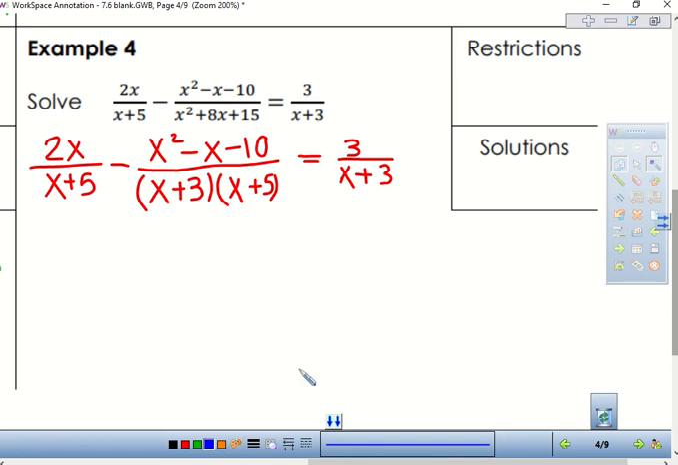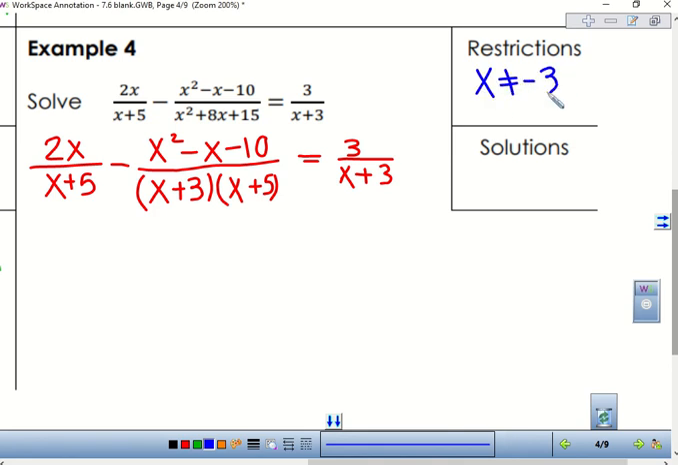So, from here, we are going to identify the restrictions. So what do you think are the restrictions here? Good. X cannot be -3 and x cannot be -5 because those are two values that would give me a 0 in my denominator, in at least one denominator.